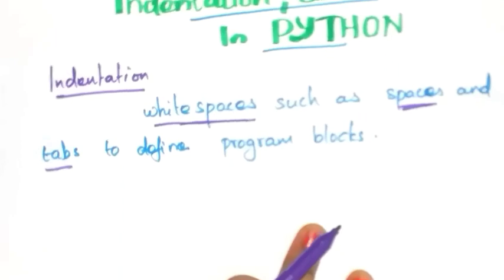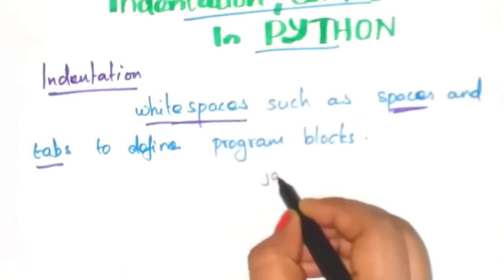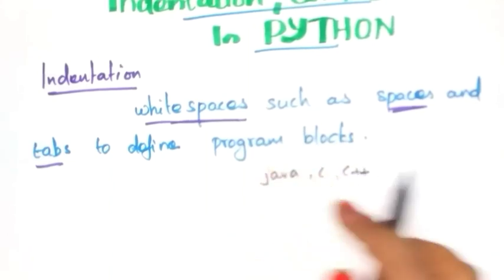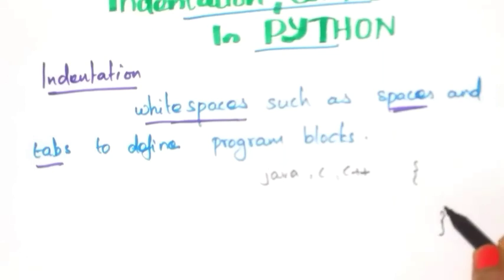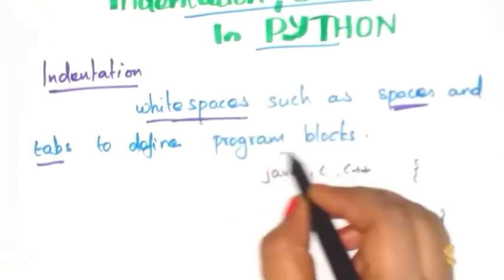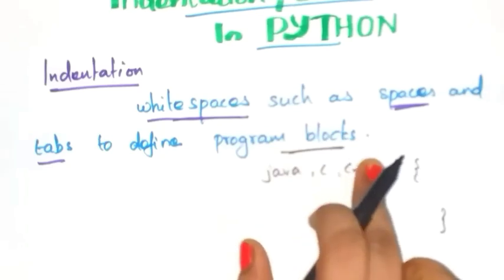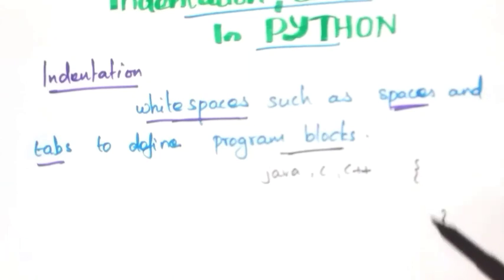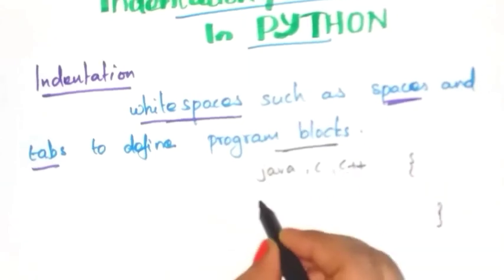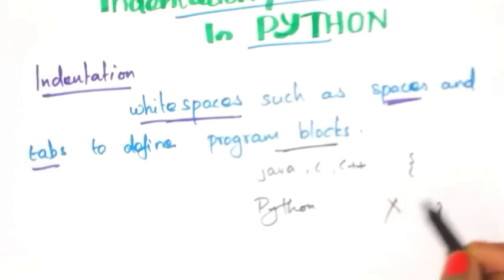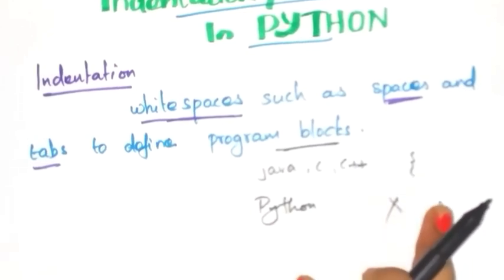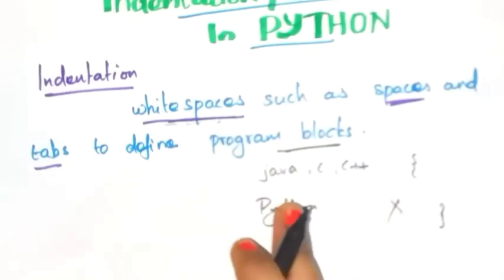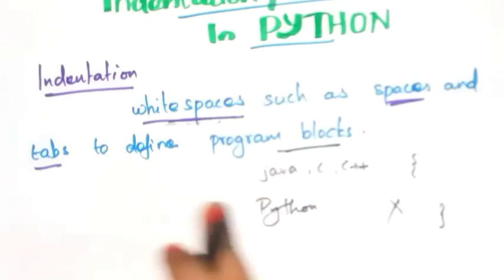Most of the programming languages such as Java, C, C++ use curly braces to define blocks of code. What do you mean by block of code? A block of code means when we are declaring a class or function or the body of a loop, we use curly braces in these programs. But in a Python program, there is no need to give these curly braces. In Python, instead of curly braces, you have to give white spaces. But you have to give the same amount of white space for all statements.